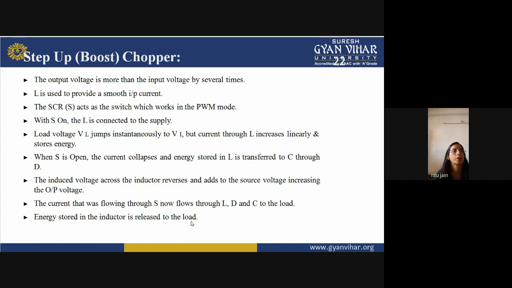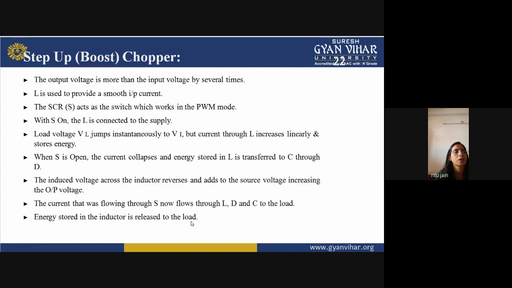In the step up chopper, the output voltage is more than the input voltage by several times. L is used to provide a smooth input current. Now, the SCR acts as a switch which works in the PWM mode. When S is on, the L will be connected to the supply and the load voltage jumps instantaneously to V1. But the current through L increases linearly and it stores energy.